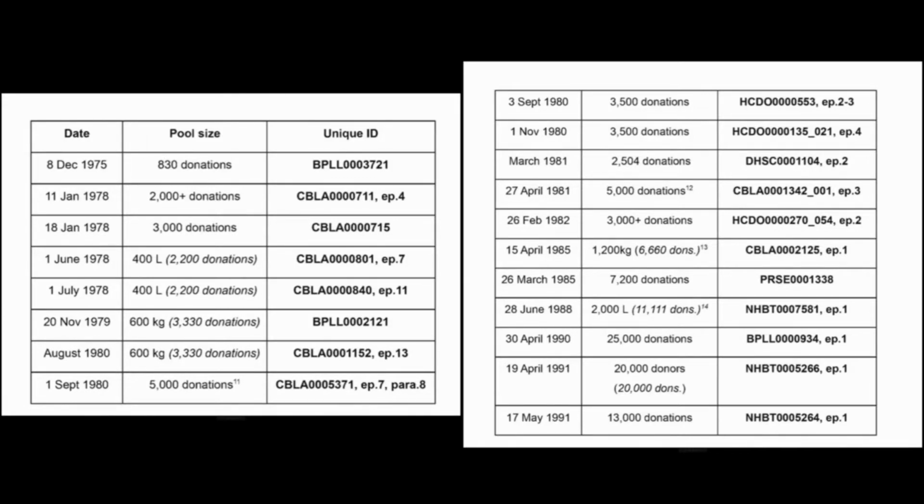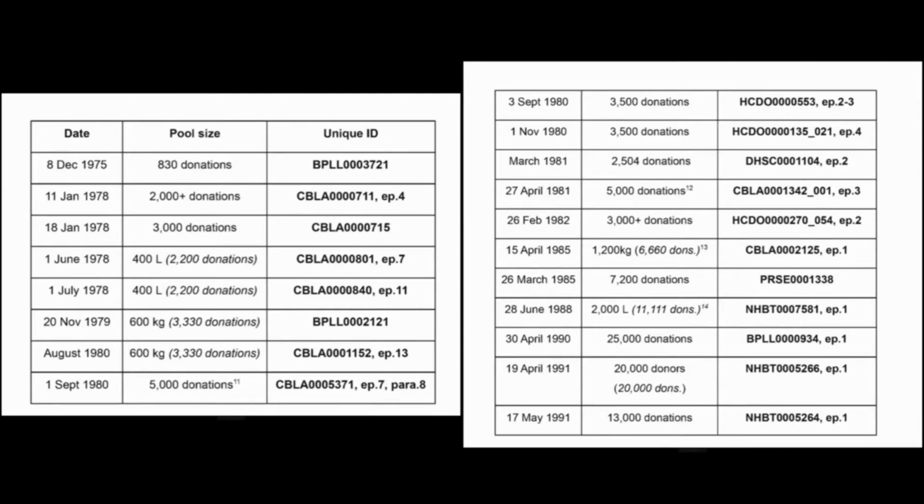The first entry is the one that we looked at at the start of this presentation, which is the 830 donations that Dr. Maycock said was the present figure on the 8th of December 1975. The next entry from the 11th of January 1978, I'm not going to take you to the underlying documents. The next entry is 2,000 plus donations, 11th of January 1978. The 18th of January 1978, the figure is 3,000 donations. Then other figures from 1978 are given by reference to volume, 400 litres, which translates at 2,200 donations if one takes 180 millilitres as the measure.